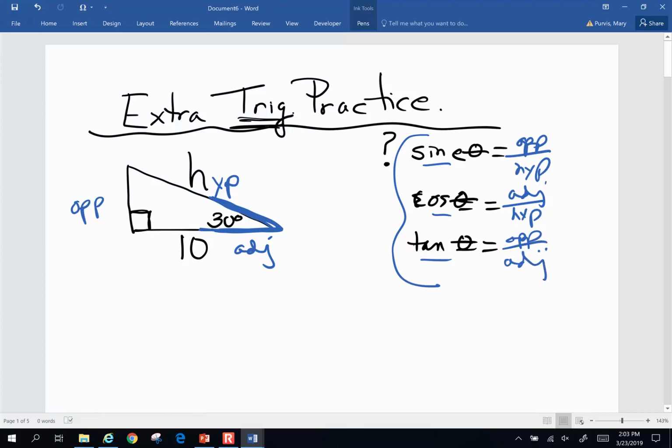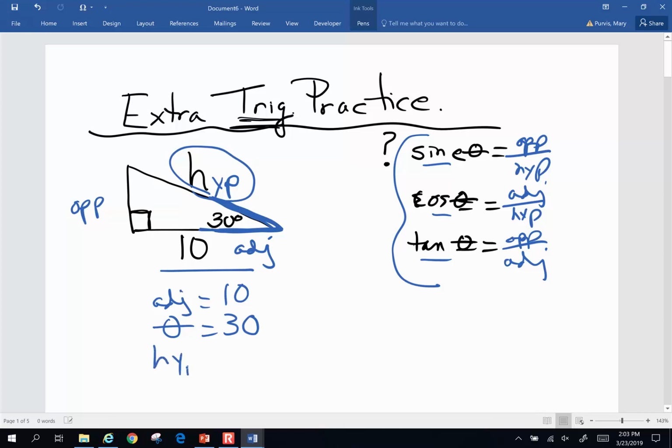Now, if you want to take this very carefully and systematically, here's what I recommend that you do. You say, okay, I know that the adjacent side is 10. I know the angle is 30. And what am I looking for? What am I after in this problem? We started out saying, what is the long side, the hypotenuse? And I would write them all down like this.